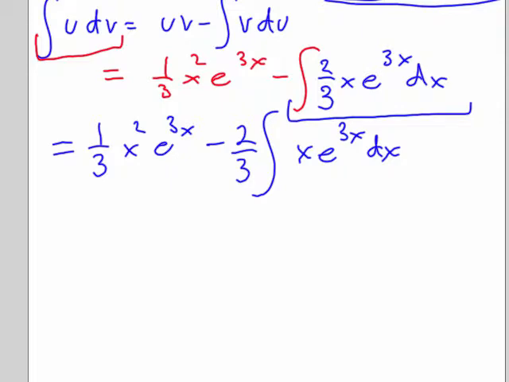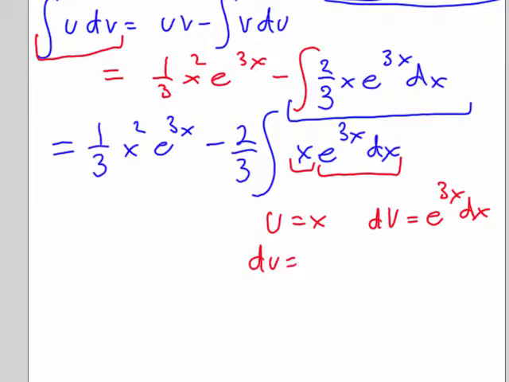And now I'm going to pick a new u and a new dv. I'm going to let u be x and dv e to the 3x dx. That would make du the derivative of x, which is 1 dx. And going backwards from dv, the integral would make that 1/3 e to the 3x.